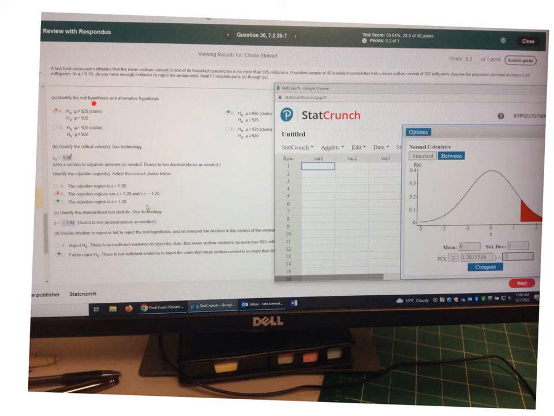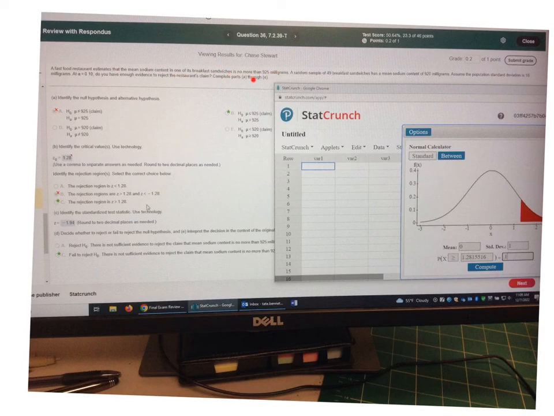I think in your question, you're not identifying an alternative hypothesis correctly, and also you're not finding a critical value correctly, or the rejection region. So this first sentence is really crucial to this first part. A fast food restaurant estimates the mean sodium content of one of its breakfast sandwiches is no more than 925 milligrams.